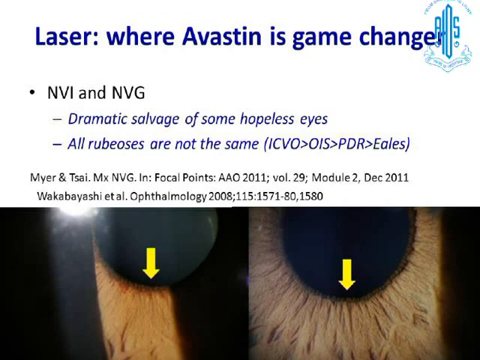One point I want to re-emphasize is that this has led to a dramatic salvage of some eyes which were considered hopeless before. When we combine laser with Avastin, we are able to recover not only the eye but also vision in a lot of these cases. But we have to remember that all the rubeoses are not the same. Rubeosis because of ischemic vein occlusion is the worst in terms of eye salvage and vision, followed by ocular ischemic syndrome, followed by PDR, and probably the best scenario yields these, though I have to agree it rarely gives rise to NVI or NVG.